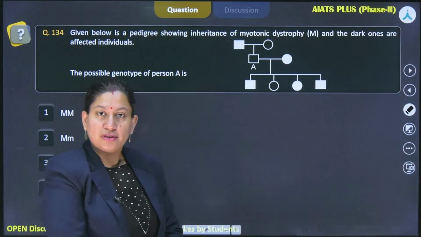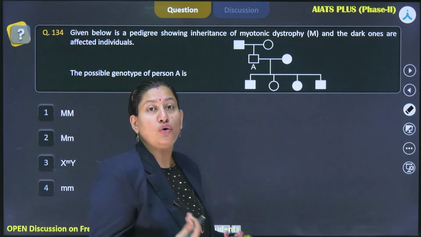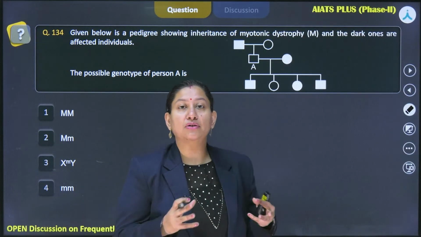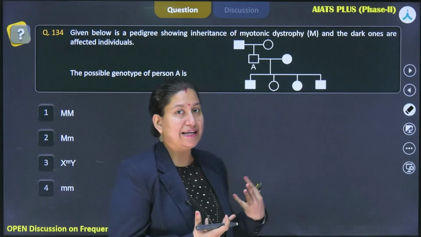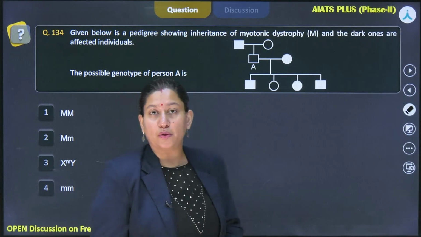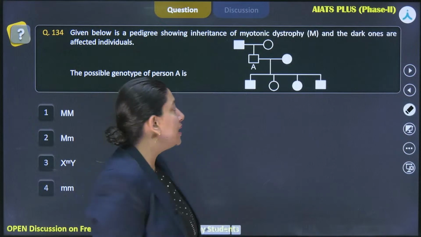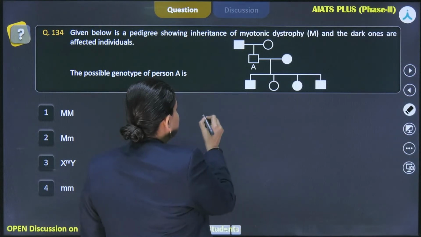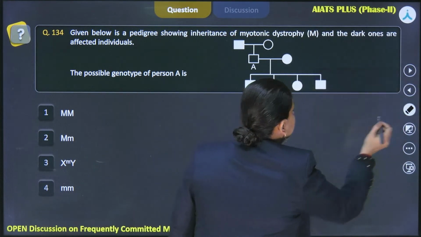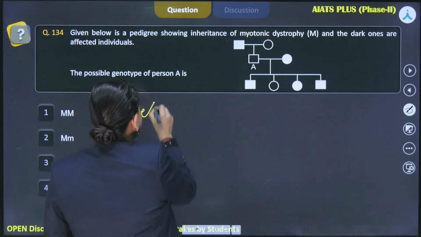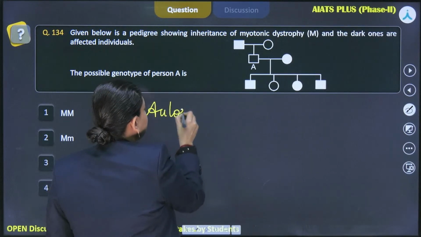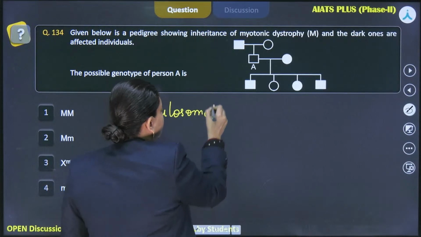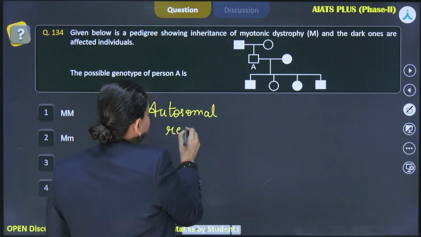So let's consider that the disorder in question is an autosomal recessive one. Let's analyze whether this pedigree fits an autosomal recessive pattern or not. If we are considering that the disorder is autosomal recessive, let's say, right? This time it's changed.